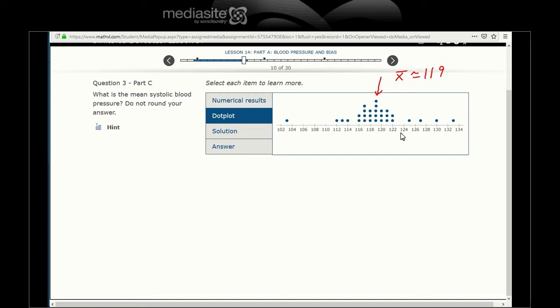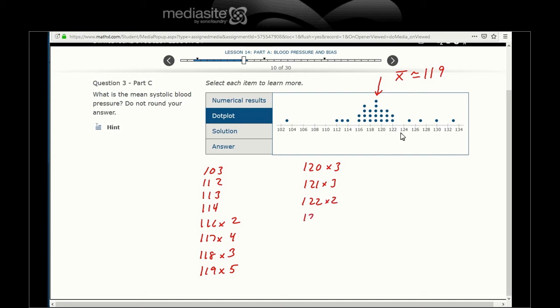So let's see what we got here. We have 103, 112, 113, 114, 116 times 2, 117 times 4, 118 times 3, 119 times 1, 2, 3, 4, 5, 120 times 3, 121 times 3, 122 times 2, 123, 124, 125, 127, 130, and 133.